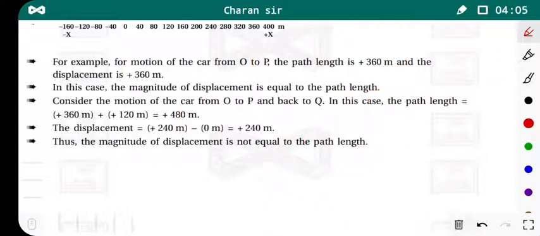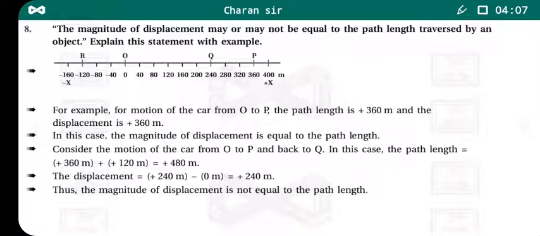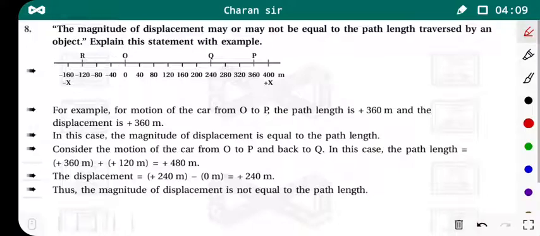Now we consider another case in which our path length and displacement value are not equal to each other. So suppose our object starts its motion from point O, reaches point P and turns back, and then finally the object reaches point Q. That means our object starts from point O, reaches point P and then takes a turn back on the same path and reaches point Q.